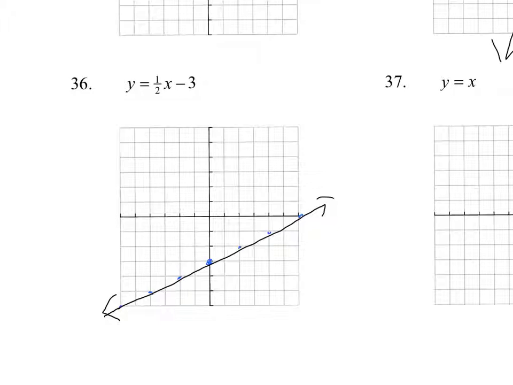Make sure that your line extends the whole graph and that you put arrows. Lines, we know, keep going in both directions. They have arrows. Don't do something like this where you just make a line like that. We want it to extend the whole graph.